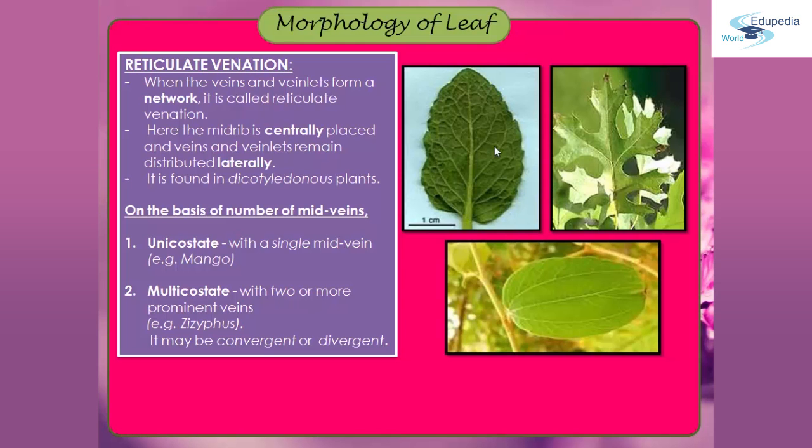Now, reticulate venation is also divided on the basis of the number of the midveins. Unicostate, uni means one, unicostate means with a single midvein. For example, mango, that is Mangifera indica. Second is multicostate with two or more prominent veins. That is found in Ziziphus.